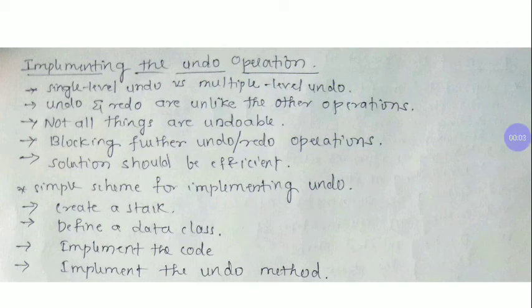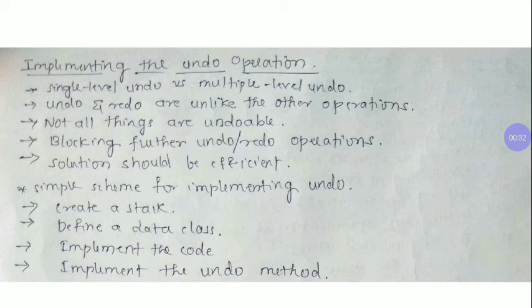Dear students, now let us see the concept of implementing the undo operation. Undo means undoing operations. For example, suppose you are doing some work in MS Office and you do something wrong. If you want to go back, we use the Control Z operation. That is an undo. We are going back one step backward.